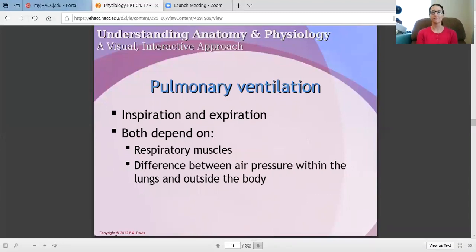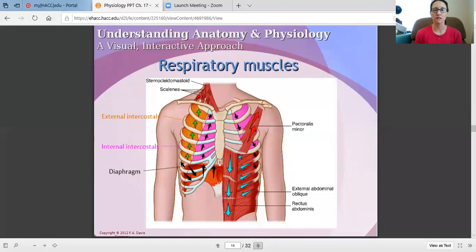Okay, so we are on pulmonary ventilation. As we said, pulmonary ventilation depends on the air pressure inside and outside of the thoracic cavity. Again, we'll talk about that in a little bit. Pulmonary ventilation also depends on the respiratory muscles. And there we are, the respiratory muscles. So the primary muscle of respiration is the diaphragm.